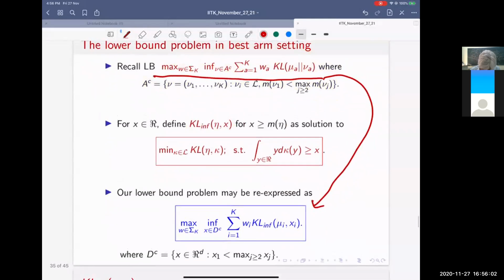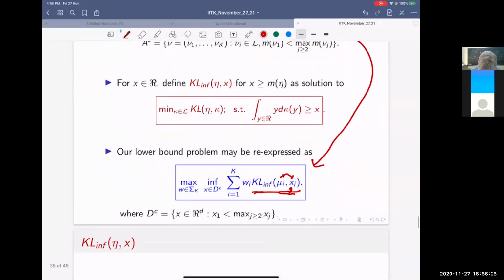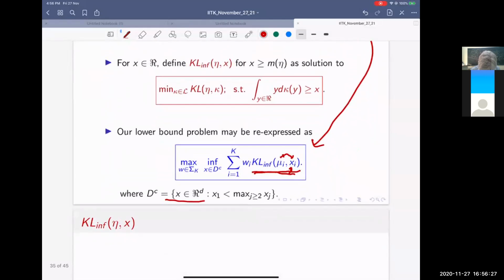So I've basically taken the KL distance between two probability distributions, mu A and mu A, and replaced it by KL inf between mu I, this is mu A, and xi. So instead of having an infimum outside, I brought some of the infimum inside, where I've kept the means fixed at xi. So I've kept the minimum Kullback-Leibler here. So now my D complement set is again in R^D. So it's just all the Euclidean points where x1 is smaller than the other x's.